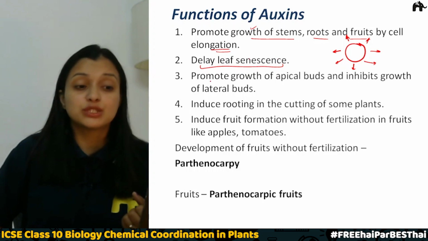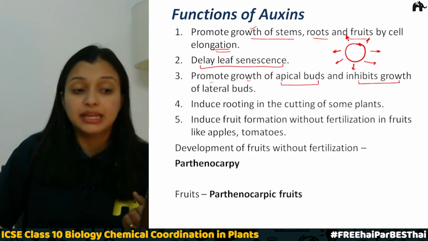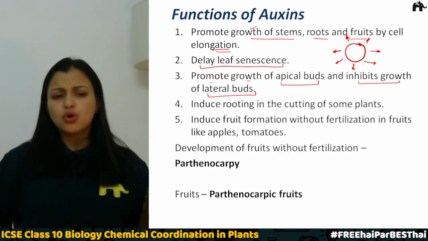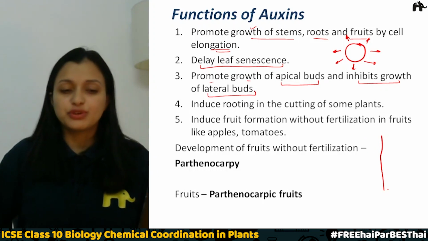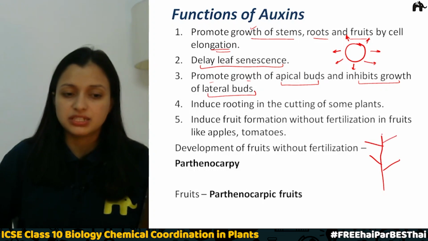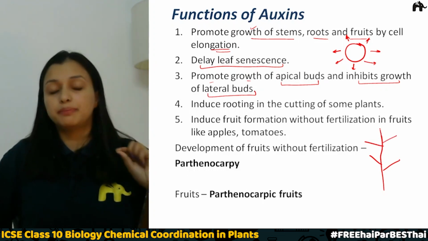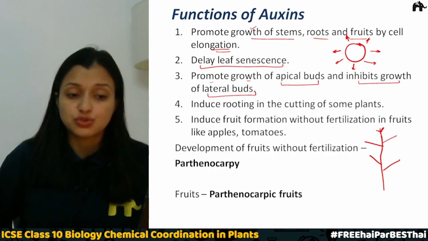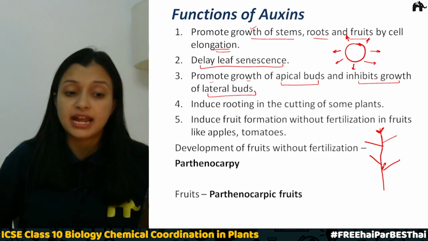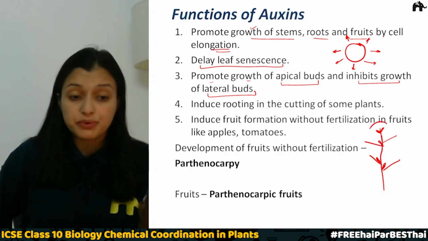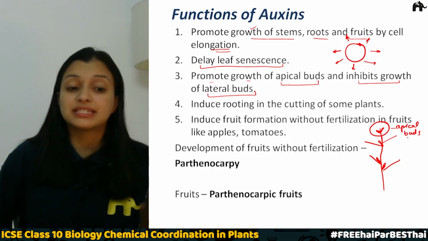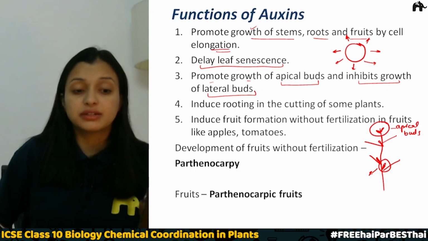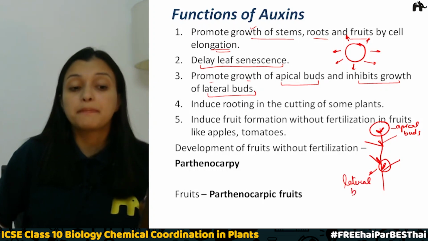Right. The next one is promoting the growth of apical buds and inhibiting the growth of lateral buds. I'll draw a rough diagram. If you can see, this is a plant. These are the different branches and this is the tip of this particular plant. You will see certain buds present over here. You will also see buds present at these points. The buds which are present at the tip are called apical buds. What do you call them? Apical buds. And the buds present on the sides are called lateral buds.